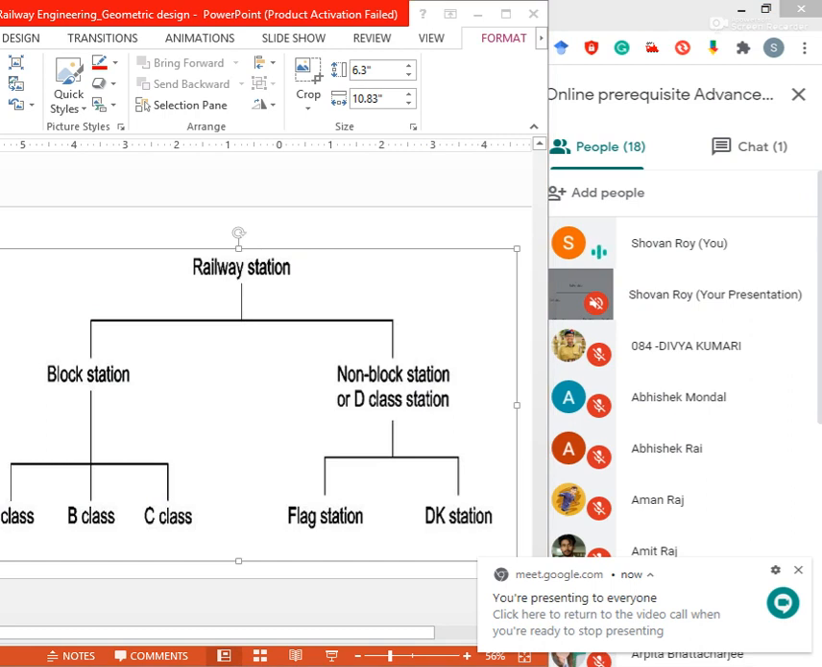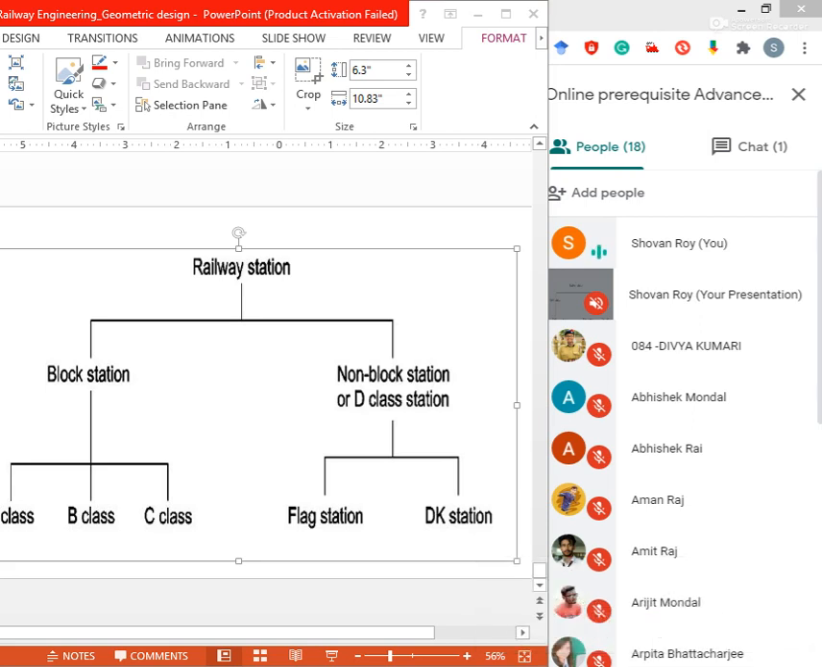Under operational considerations, the main types of railway stations are block stations and non-block stations. Under block stations there are A class, B class and C class, and under non-block stations there are flag stations and D class stations. D class station we can also say.